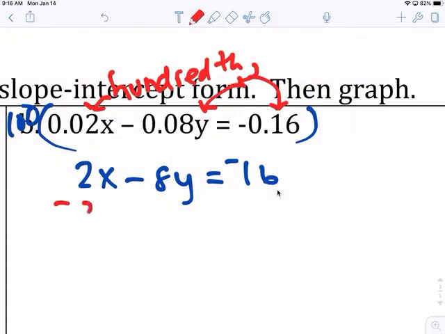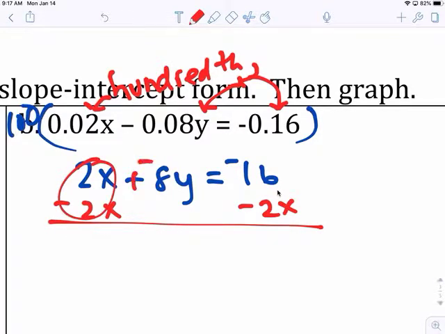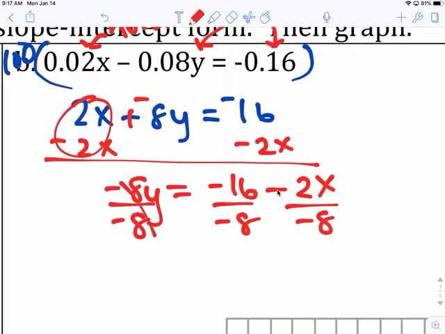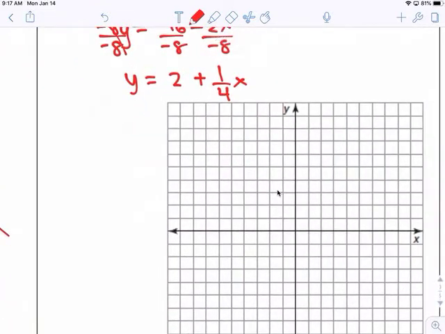standard form, minus 2x. Negative 8y equals negative 16 minus 2x. Divide by negative 8. Y equals 2 plus 1 over 4x. That means you go up 1 over 4, starting at 2. Up 1 over 4. Down 1 over 4. Oops, I went down 2. And there you go, your graph. Okay?